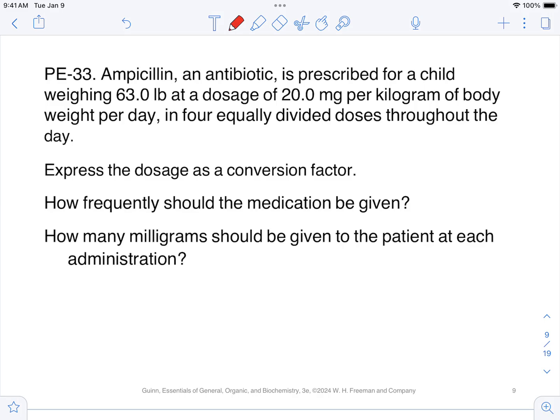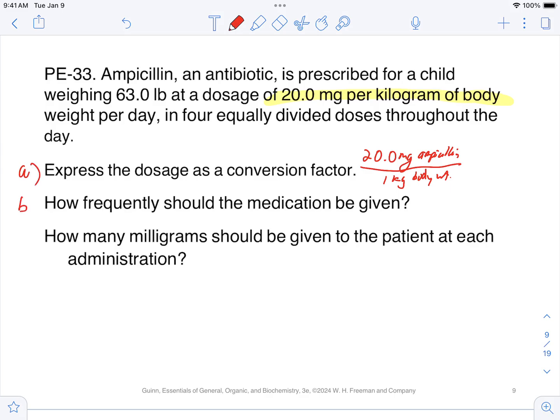So if we want that conversion factor, it is given to us in the problem here. So that would just be 20.0 milligrams of ampicillin. We should name the drug. Per 1 kilogram body weight. You can flip the numerator and denominator there, right? Just like there's 4 quarters in $1. $1 is 4 quarters. So you can flip that. There's nothing wrong with that.